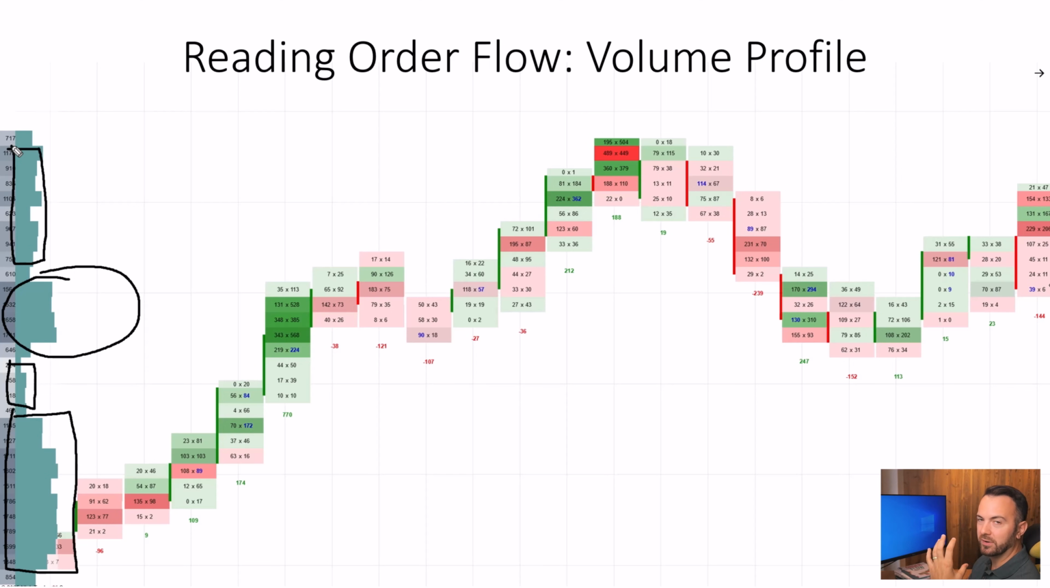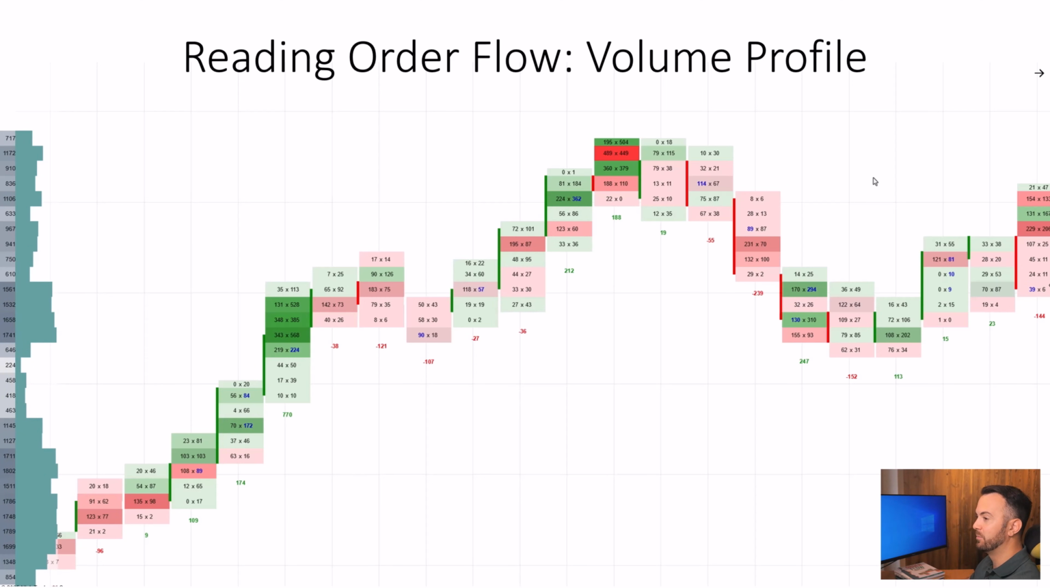Which is so important when trading with order flow. I know that order flow is all about the details, but it only works if you know what's going on in the bigger picture. That's why volume profile is that important, and that's why it's also part of my order flow software.